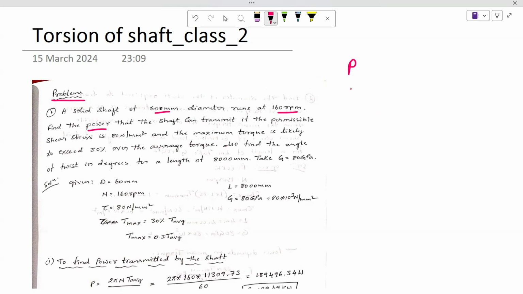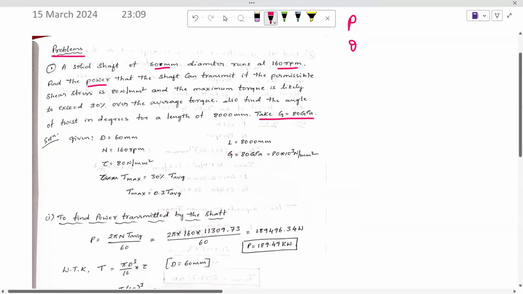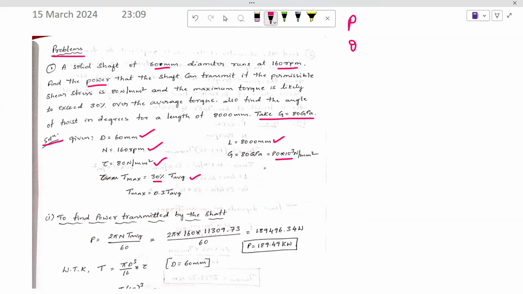Also find the angle of twist, theta, in degrees for a length of 8000 mm. For this, you need to take the modulus of rigidity as 80 GPa. Coming to the problem, before solving this, list out the data given. Diameter is 60 mm, N is 160 RPM, tau is equal to 80 Newton per millimeter square, T max is equal to 30% over the average torque, L is equal to 8000 mm, G is equal to 80 GPa, so that is 80 into 10 to the power of 3 Newton per millimeter square.